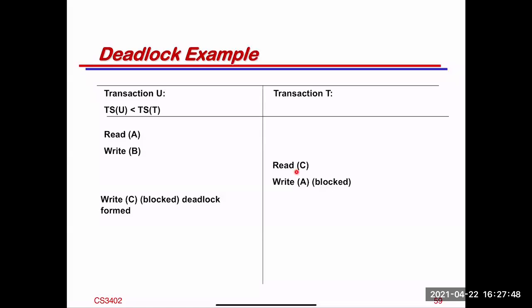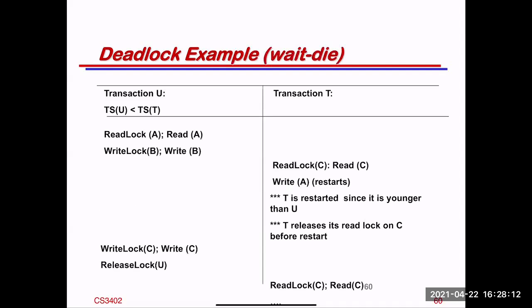And similarly for this read C here, I will acquire a read lock, and I also don't trigger the rule because nobody is holding a lock on C yet. And then I can read C. And now this is the part where things are getting interesting. So now I'm trying to acquire a write lock on A. Okay, so what the wait die rule is going to do is it's going to restart T. Why is it going to restart T? Well, because T wants to acquire a lock held by U.